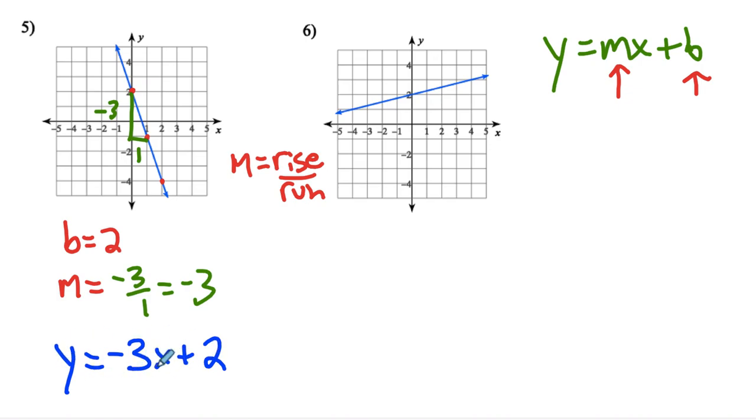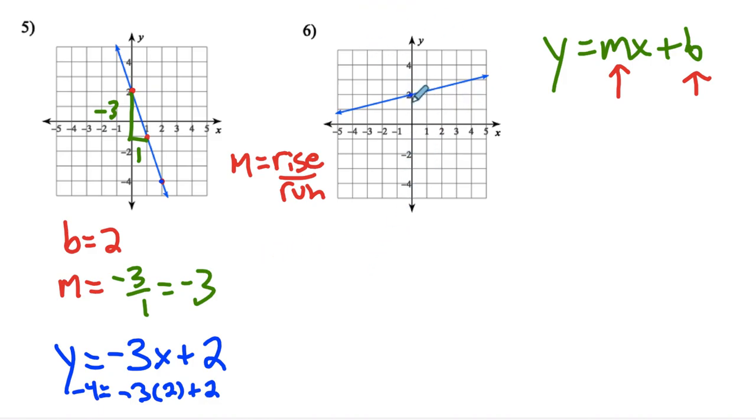This equation would generate every single point on this line. So I'll just try to convince you here. If I took an x value of 2, I would put that in. So my x is 2. Let's see, -3 times 2 would be -6, plus 2 would be -4. So when x is 2, y should be -4, and sure enough, that gives me this point right here. Every single point on this line would be created by this equation. That's the connection between the two.